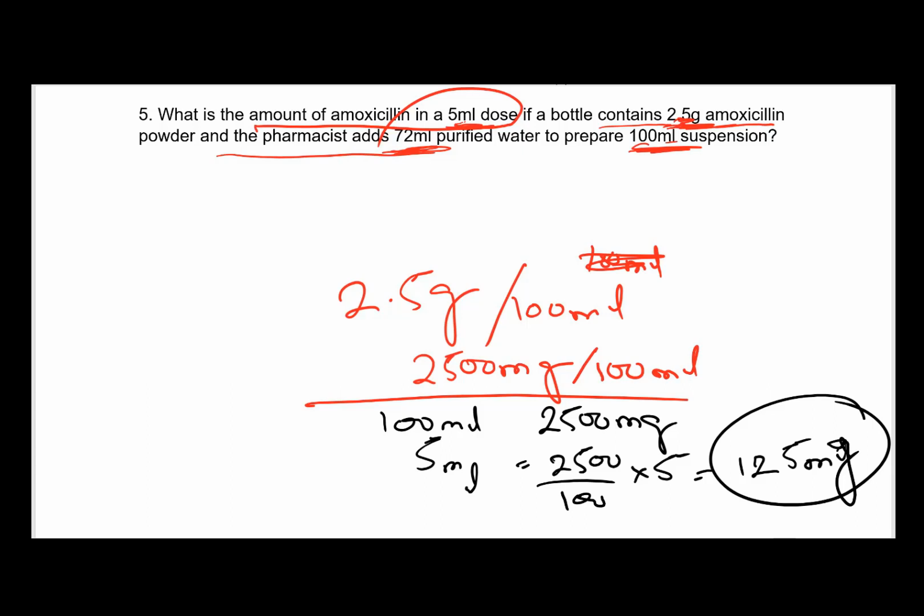Okay? You need to understand the question. The question is very simple, but you just need to understand what it means. Simply 2.5 grams was present in 100 mils, and the question is asking how much would be present in 5 mils. It doesn't specify the unit the answer is asked in, so you mention it in milligrams. If it's mentioned in grams, then you just convert that into grams.